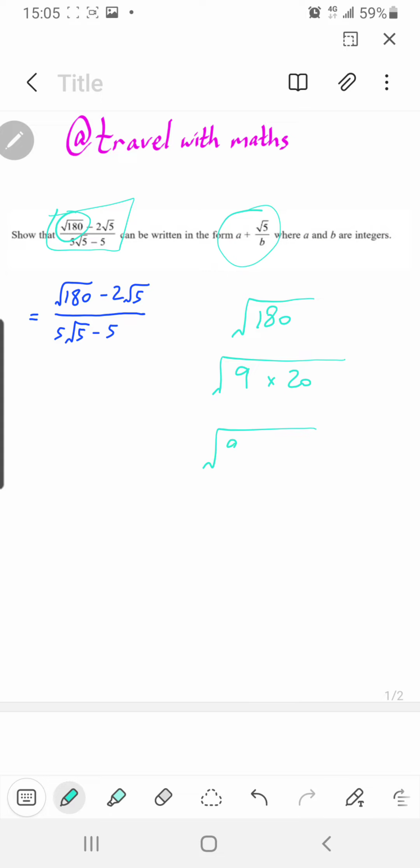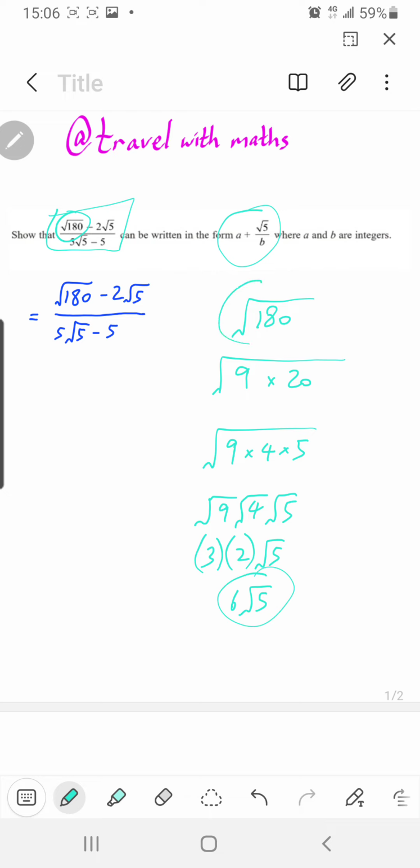However, the 20 can be broken down further because 4 times 5 gives us 20, and 4 is a square number. So what this means is we have √9 times √4 times √5 going on here, and √9 is 3, √4 is 2. Now do not just write it like that. You must write the times symbol between them, or you can put them in brackets, because it's not 32, it's 3 times 2 times √5, and 3 times 2 is 6, so 6√5, that is √180.